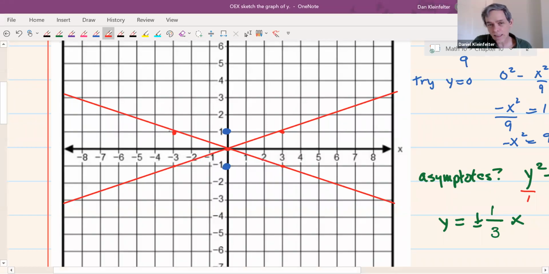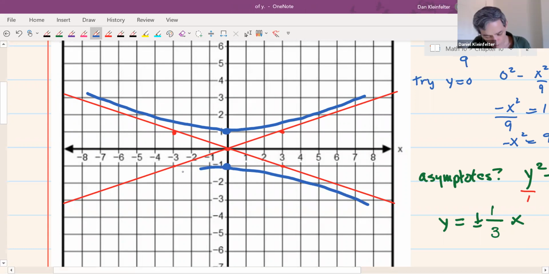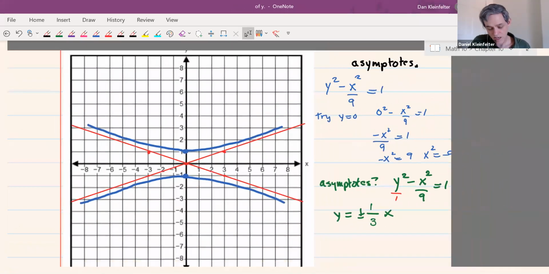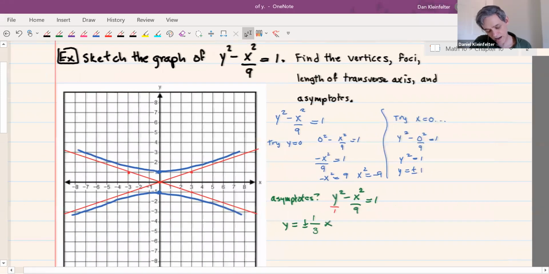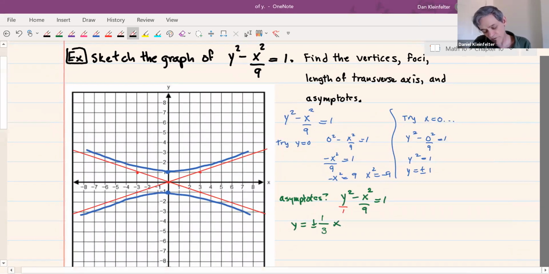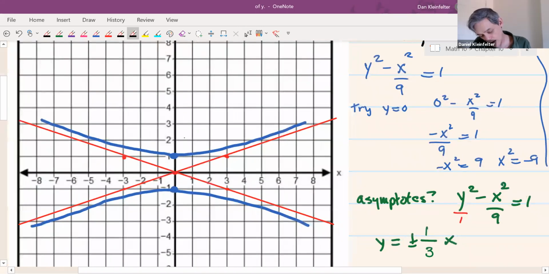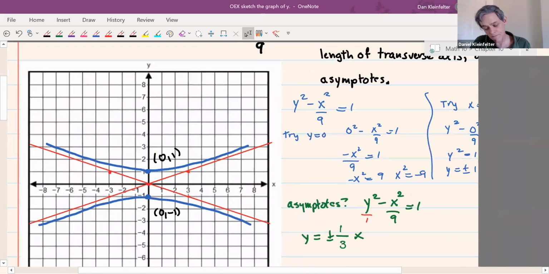If you want, you can calculate some extra points and plot those, or it's probably sufficient to just freehand sketch the hyperbola outwards. Your graph should show that the hyperbola is getting closer and closer to those asymptotes as x increases or decreases without bound. All right, so we got our graph. Let's make sure that we've gotten everything. So we've got the vertices. Let me put the vertex labels on the graph. So that will be (0, 1) and (0, -1) for the two vertices.